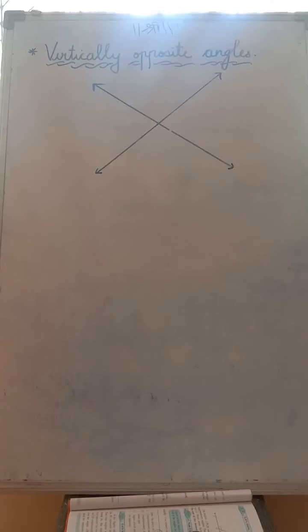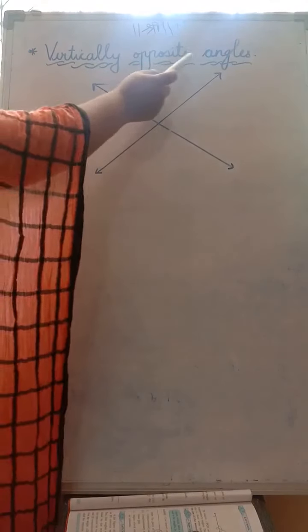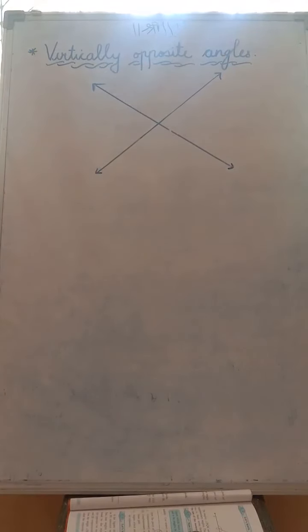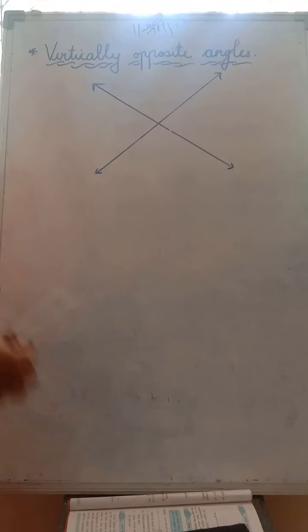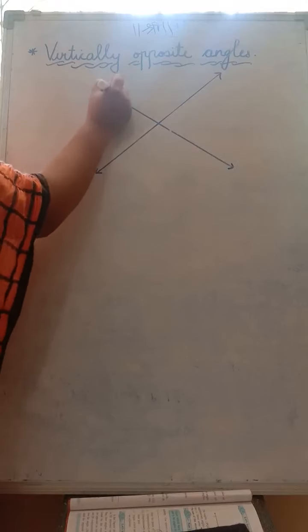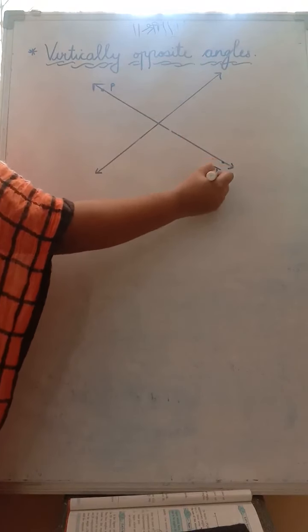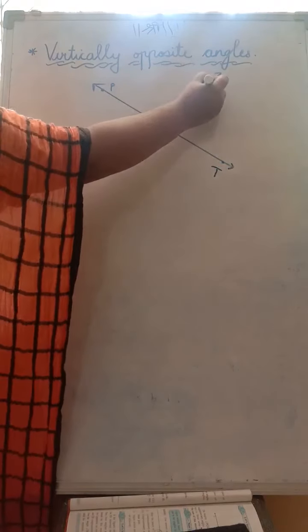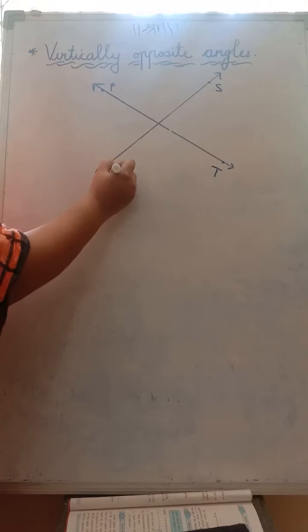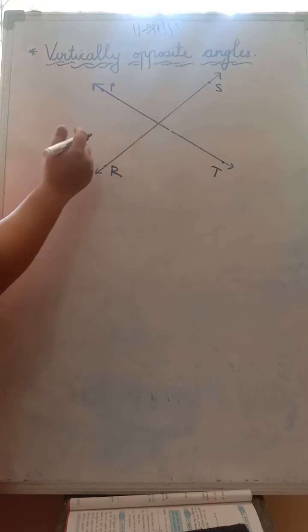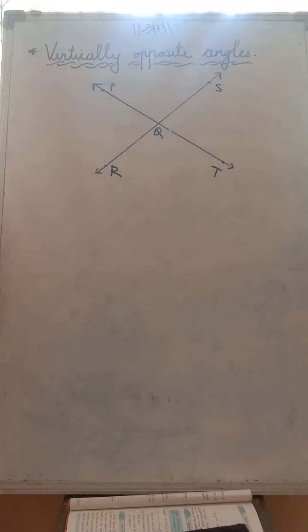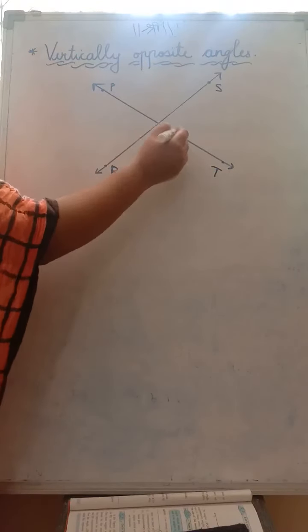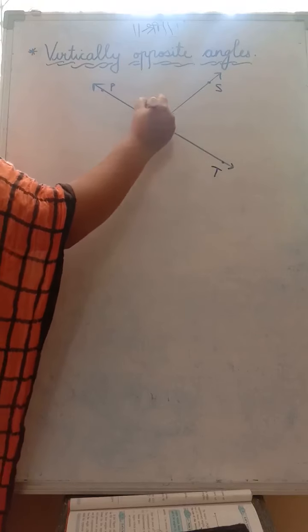So now we'll begin with the point that is vertically opposite angles. Now here you can see the two lines. One is line PT and the other is line SR. These two lines are intersecting each other at point Q, and because of its intersection, children, four angles are formed.